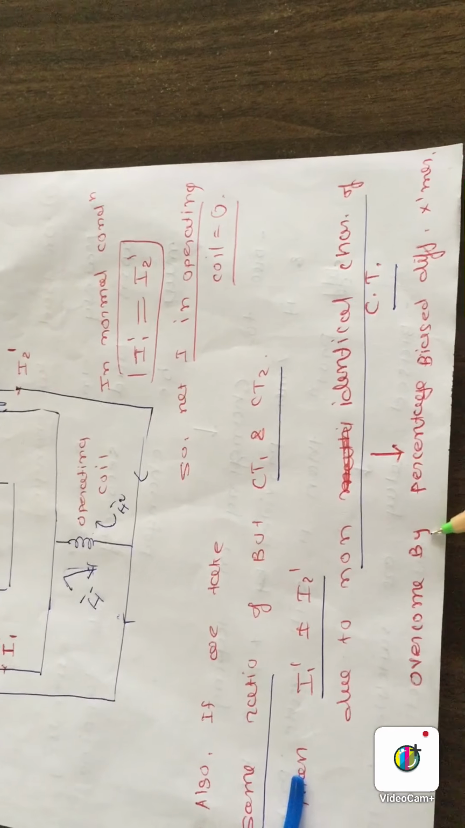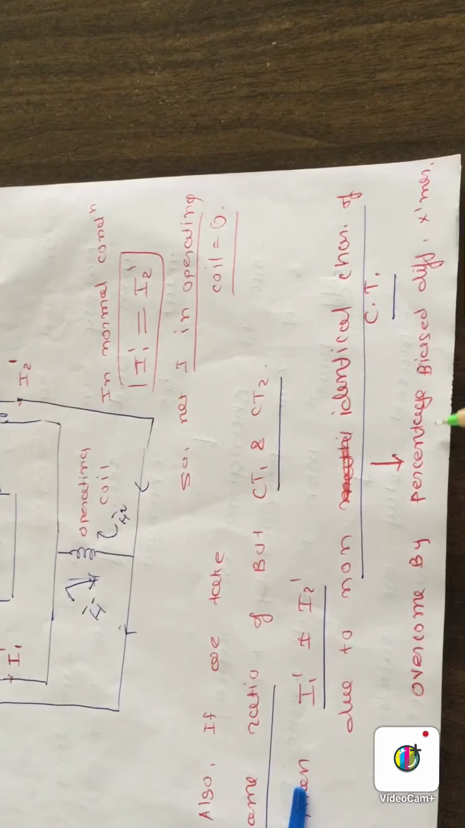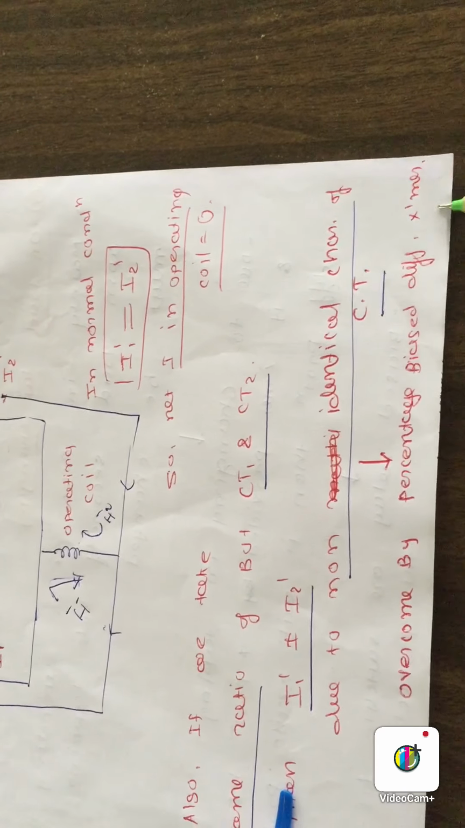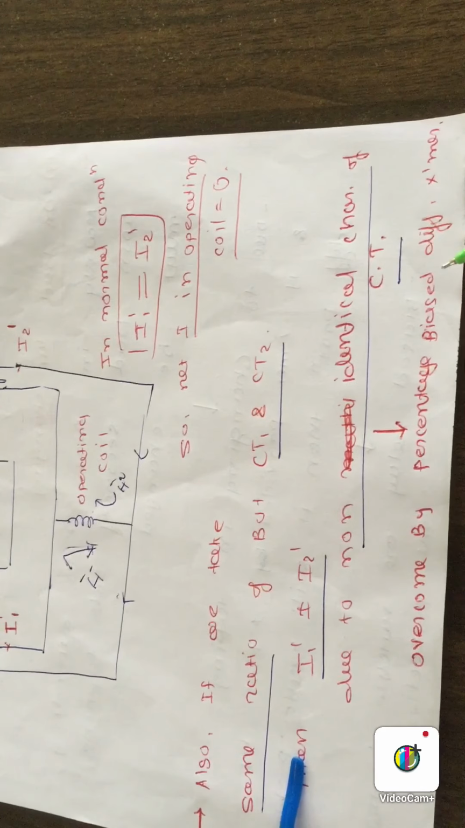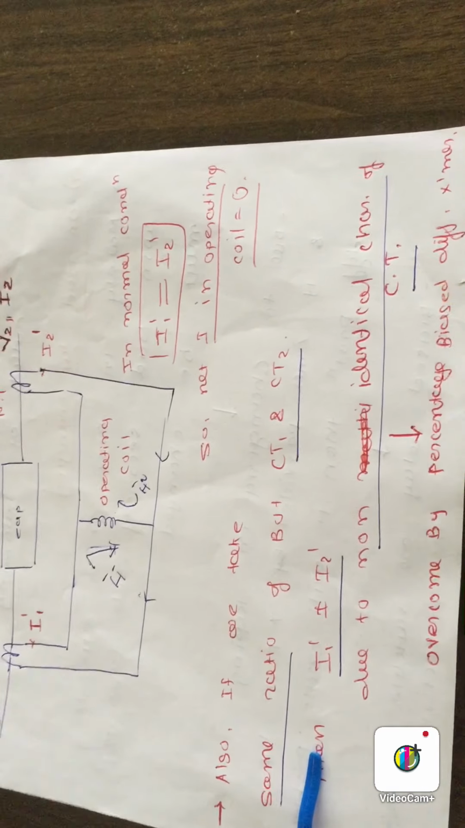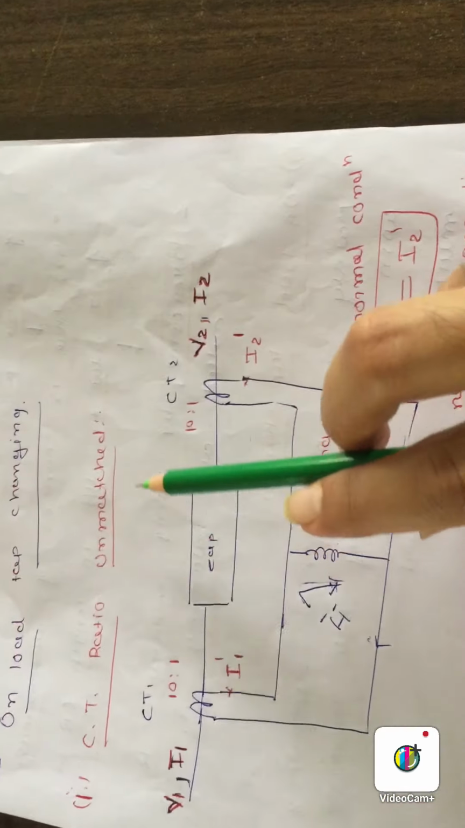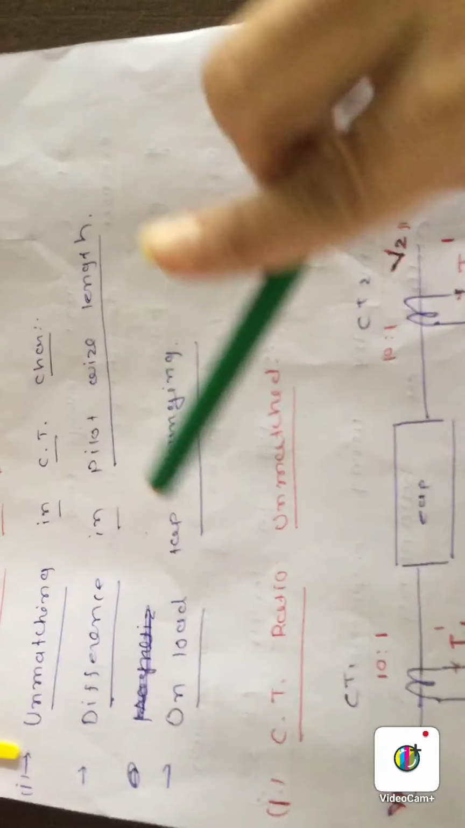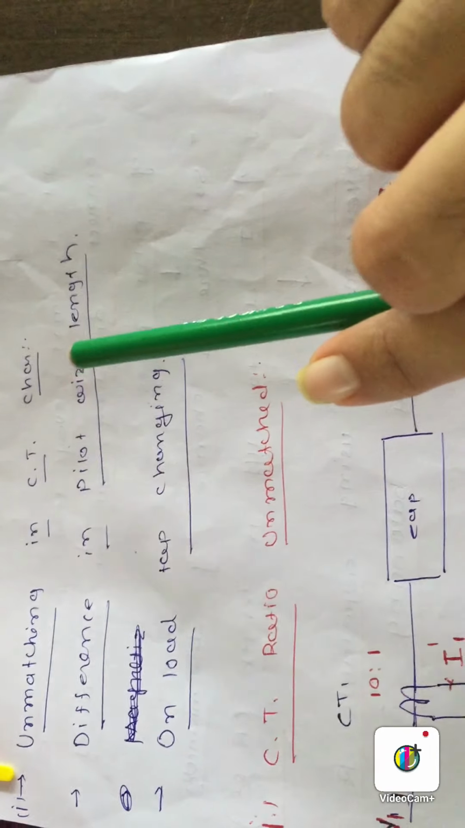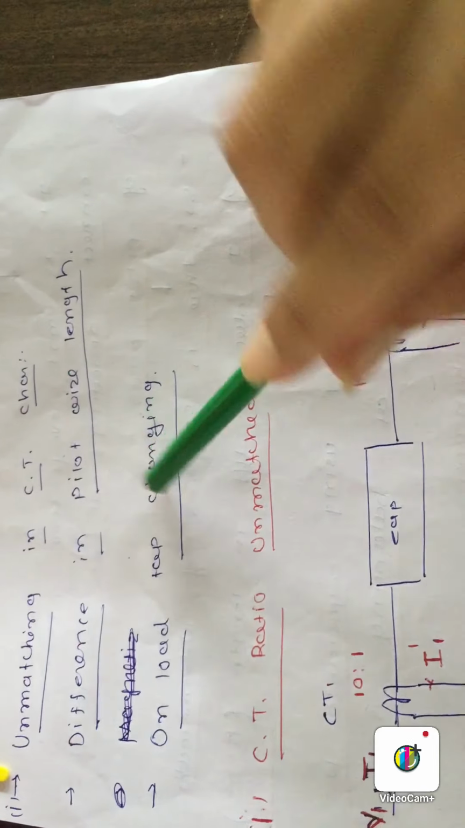This disadvantage is overcome by the percentage bias differential relay. We will discuss this point in the next lectures. So this is the first difficulty, due to the CT ratio being unmatched. Now the second difficulty is difference in pilot wire length. I will also explain it in the same figure.